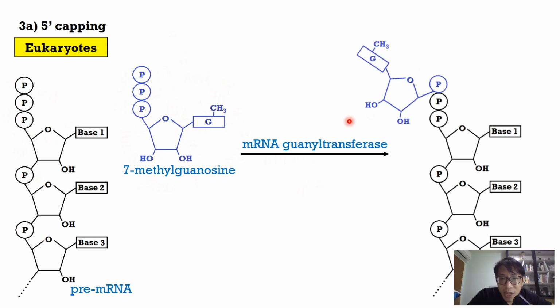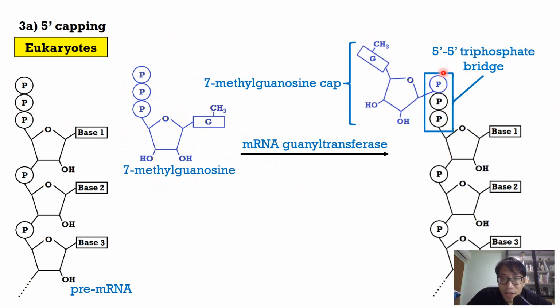Right, so the cap is added in such a way that the bond between the cap and the 5' end of the pre-mRNA is known as a 5' to 5' triphosphate bridge. So it's the 5' end of the cap with the 5' end of the pre-mRNA. There are 3 phosphates, so it is a 5' to 5' triphosphate bridge.